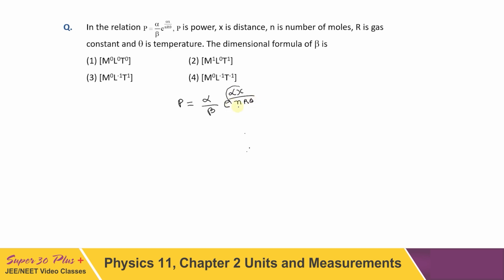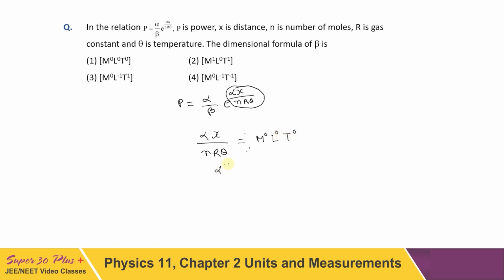Now let us see, this is the term which is appearing as power, so it has to be dimensionless. Now what is the term? It is alpha x upon n r theta. Among these quantities, x is a known thing which is distance, n is number of mole, r is gas constant, and theta is temperature. So if we write dimensional formula for all these, we can get dimensional formula of alpha as well. That should be equal to m0, l0, t0.